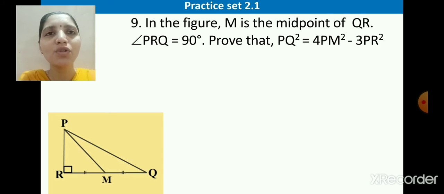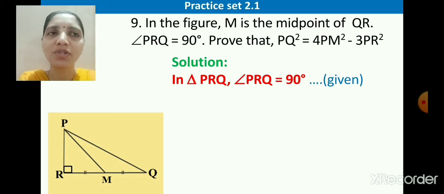Now this was also a doubt asked by the students. So let's understand this sum. This is the 9th sum from practice set 2.1. In the figure, M is the midpoint of QR. Angle PRQ is equal to 90 degree. And you have to prove that PQ square is equal to 4PM square minus 3PR square. Now observe this figure and accordingly you have to write the solution.